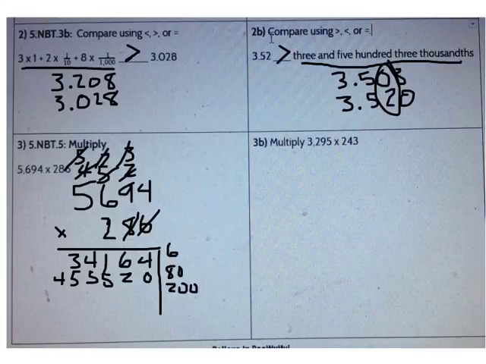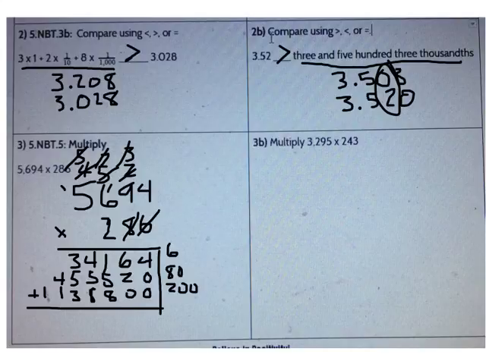What do I need to do before I multiply by the 2? I need to drop 2 zeros because 2 is in the hundreds place. What's 2 times 4? It's 8. What's 2 times 9? It's 18. What's 2 times 6? It's 12. Plus 1 more is 13. What's 2 times 5? It's 10. Plus 1 more is 11.